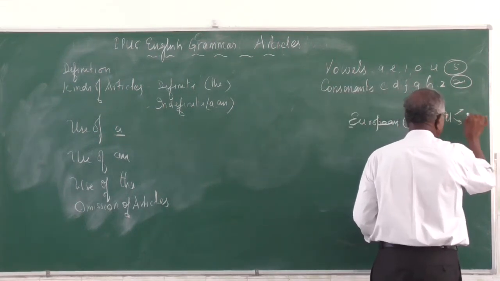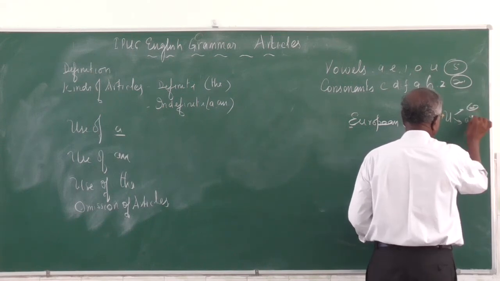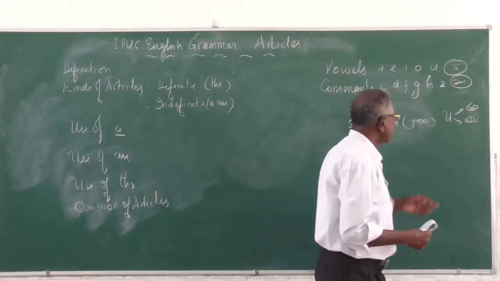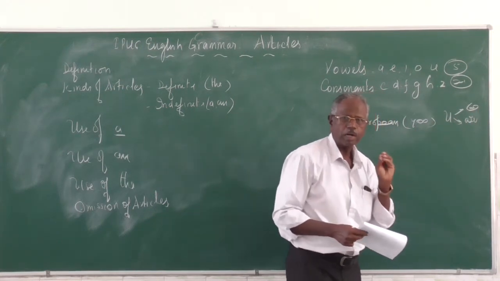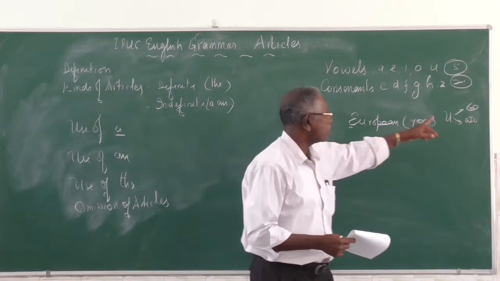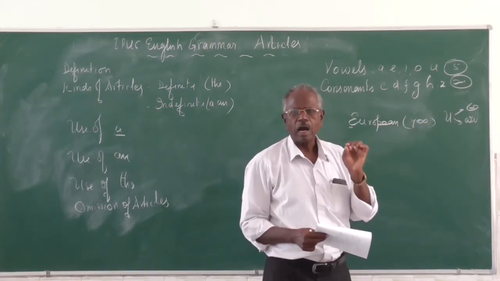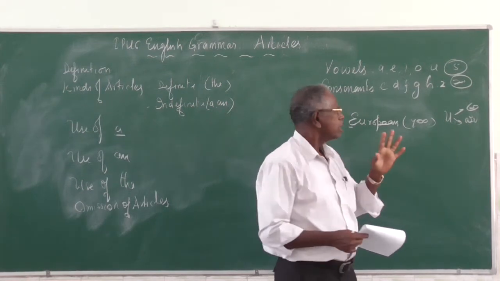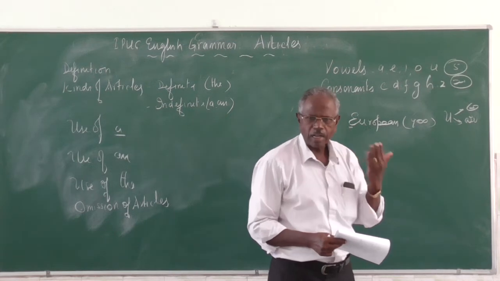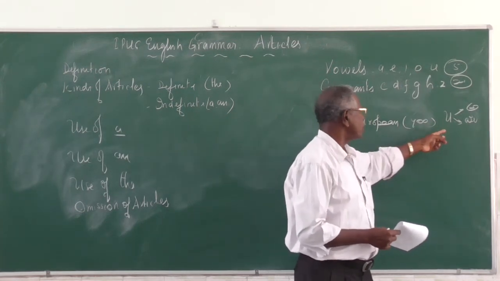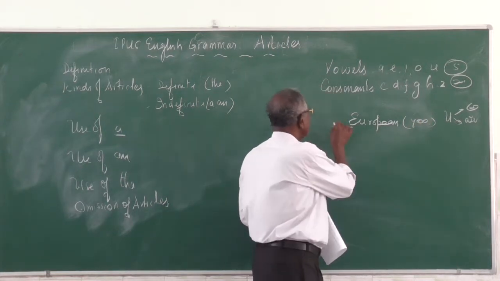One is U, and the other is A. It is not given in any grammar book, but it's an easy method of understanding. For example, an umbrella, an umpire. Okay, but when it has got a U sound, then we consider it as a consonant. For example, a useful, a useless, a union, a European. So that is why we use a.